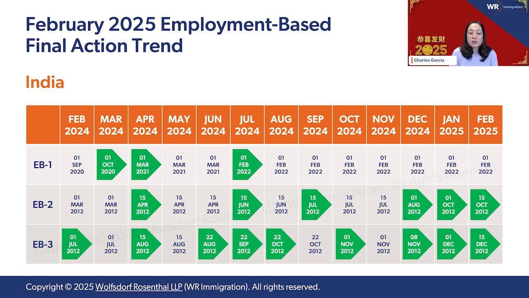Yeah, and you see from February 2024 to February 2025, it's a pretty big jump, right? From September 2020 to February 2022. And then just some movement, EB2, March 1, 2012 to October 15, 2012. And then EB3, you see it also moving from July 1, 2012 to December 15, 2012. Next slide.